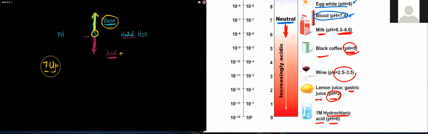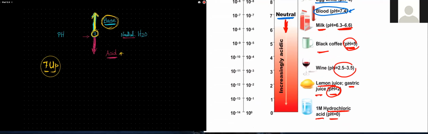Lemon juice is like a concentrated lemonade. Yes, the concentrated lemonade. That's why if a person has like GERD and he drinks lemon juice, it will make it worse. So he will have more burning sensation if he drinks lemon juice.